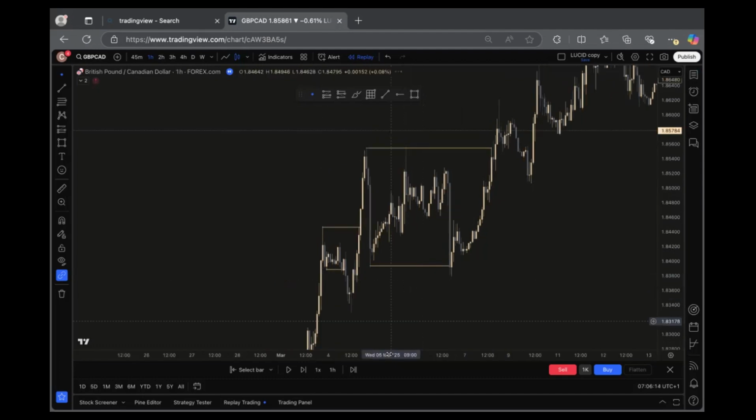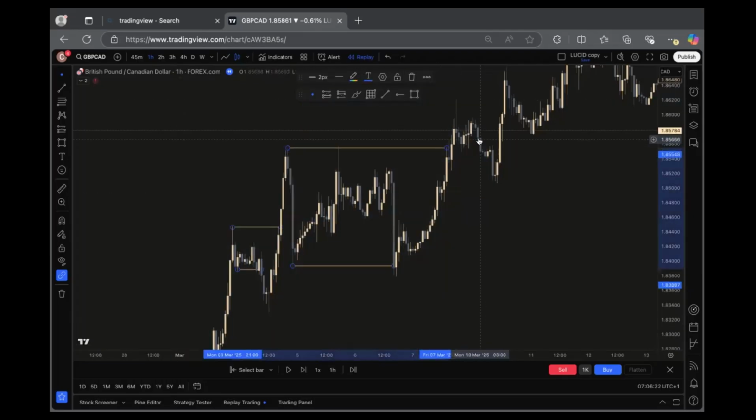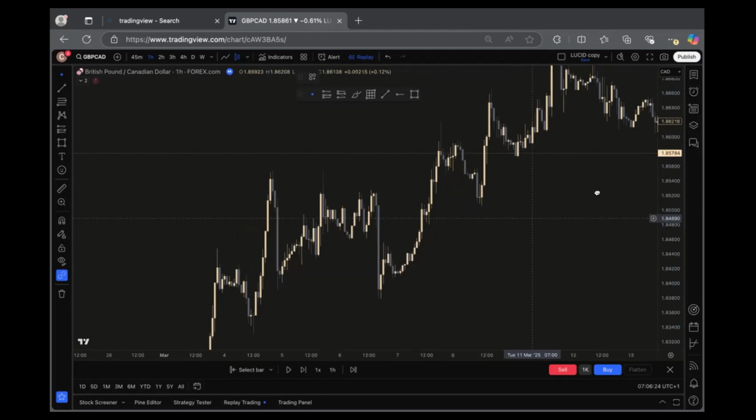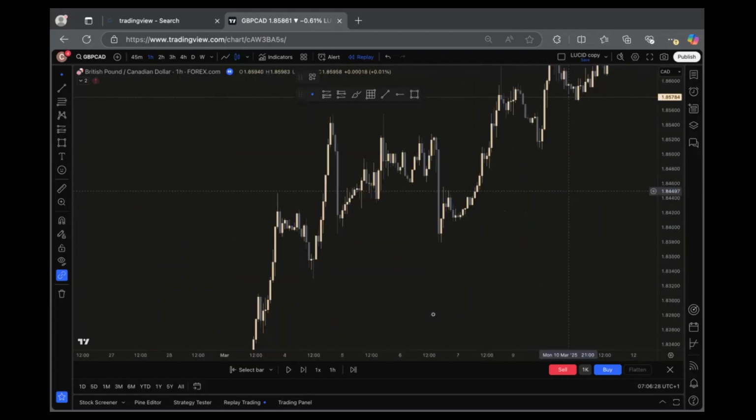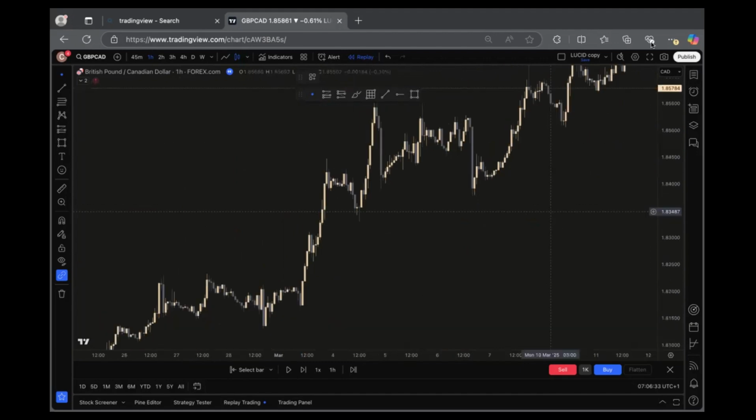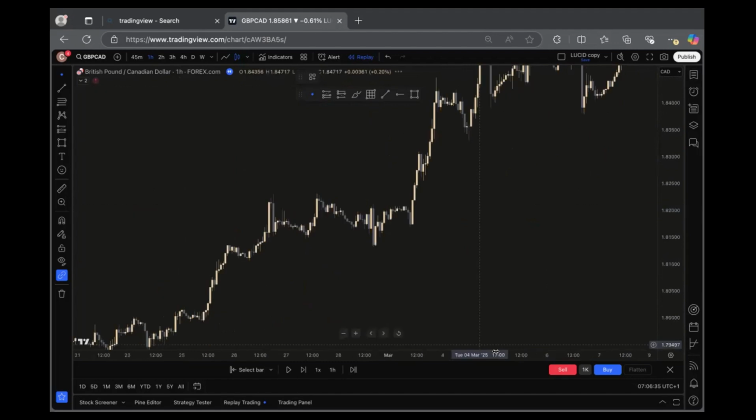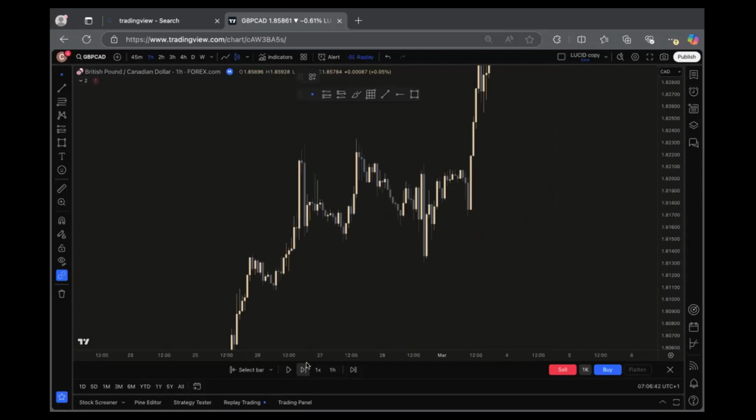All right, so I want to show you something right here. Take a look at this price action. We're on the H1 GBP card. Remember what I told you? Price, until this low takes this high, this is an internal, right?